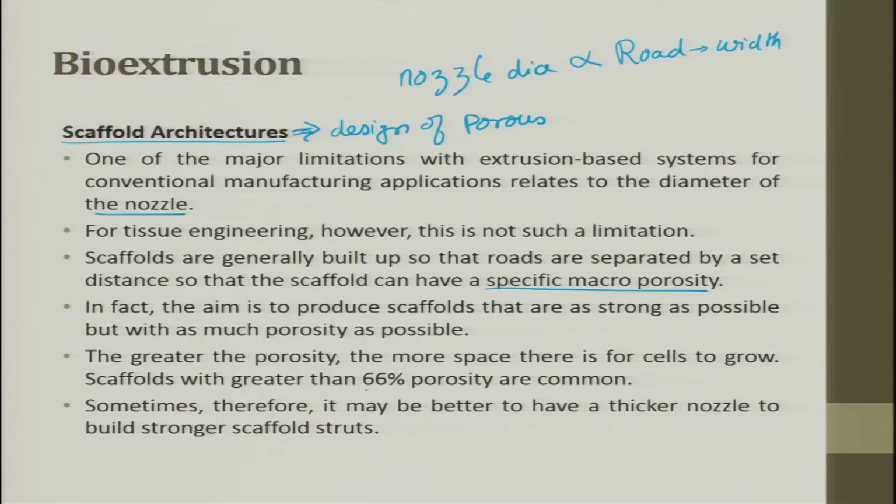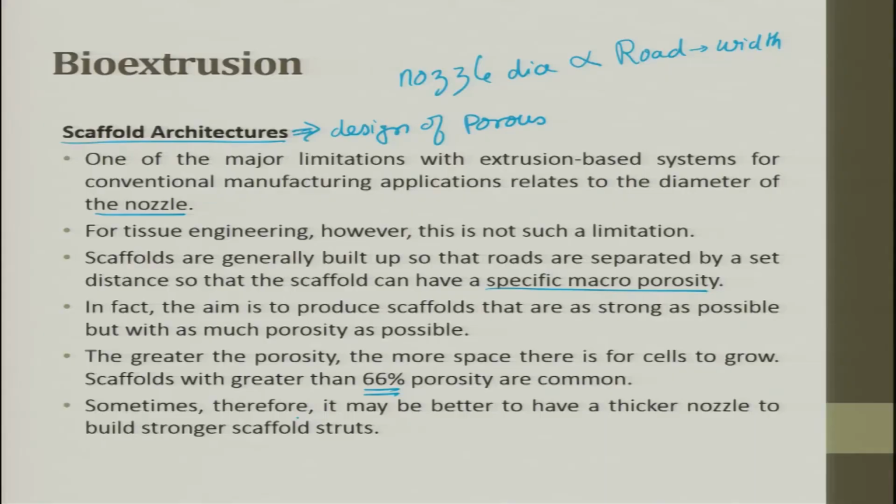Scaffolds with greater than 66% porosity are common today. You look at the weight: it is already polymer based, and if you make it with 66% porosity, it will be very light. But now the challenge is, how do you strengthen a 66% porous material? Therefore, it may be better to have a thicker nozzle to build a stronger scaffold. So, designing of the pore leads to nozzle design, which leads to road width.